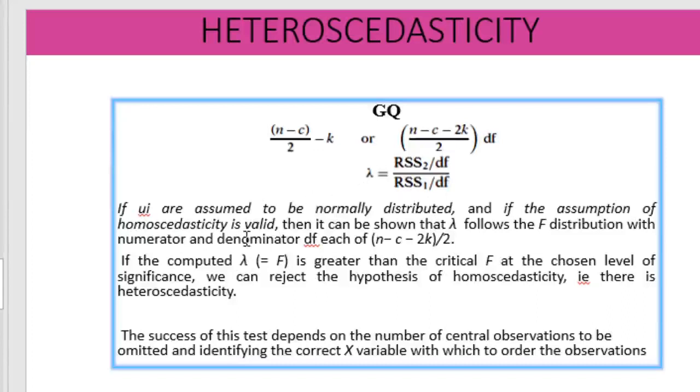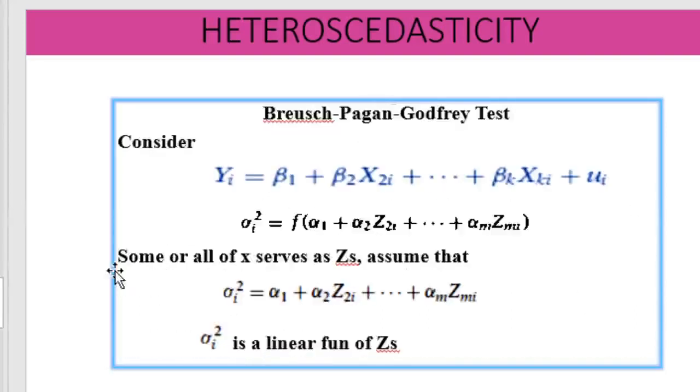If ui are assumed to be normally distributed, the assumption of homoscedasticity is valid unless the computed lambda, that is F, is greater than the critical F value at the chosen level of significance. Then homoscedasticity is rejected and there is heteroscedasticity. This is about the Goldfeld-Quandt test.